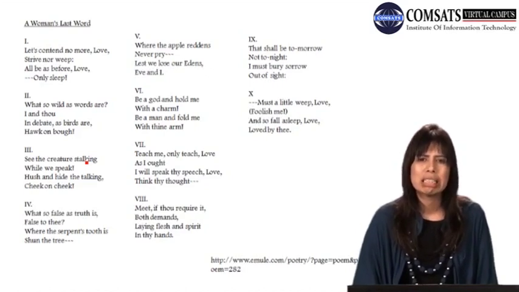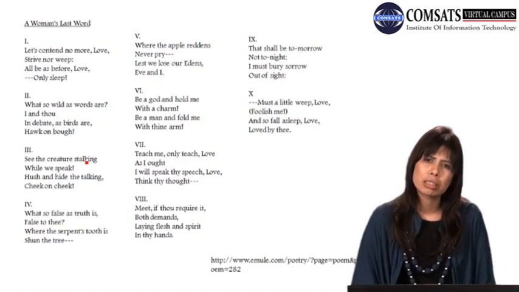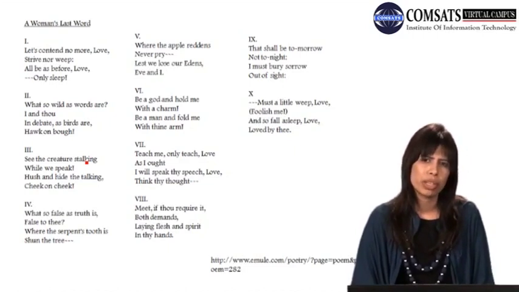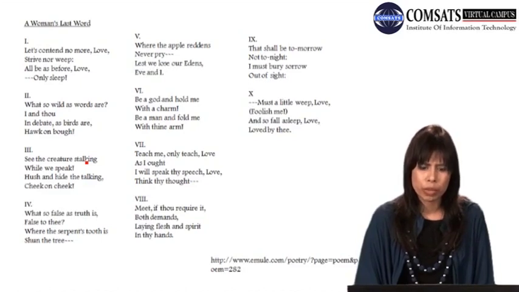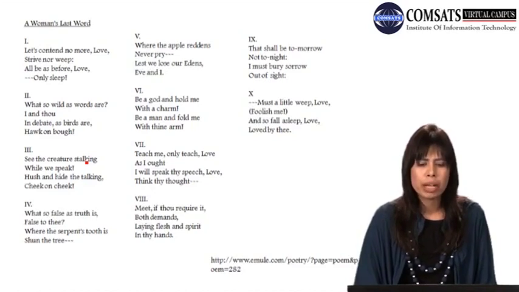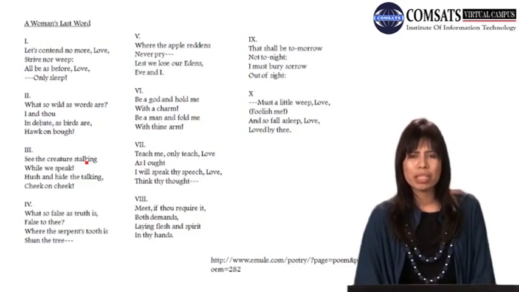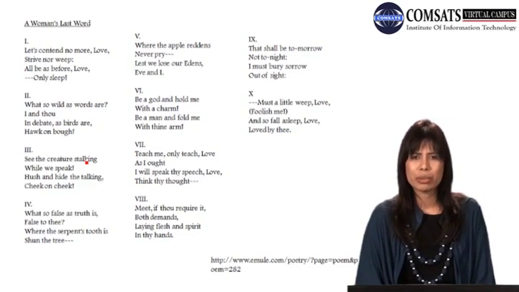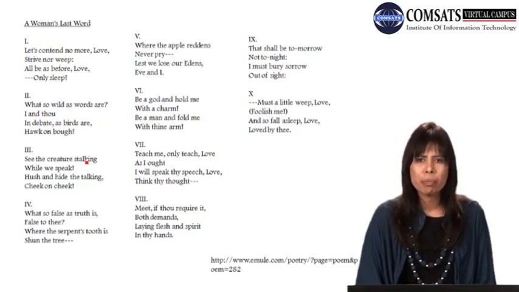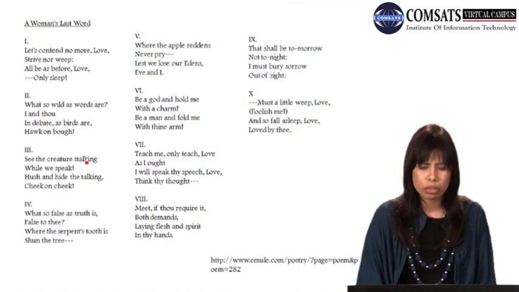So basically this is, you can say, a symbol of paradise over here, the way Adam and Eve were thrown out of the paradise. So this is the symbolism over here. Okay, be a god and hold me with the charm, be a man and fold me with thine arm. So here again me and me in the first and third verse, and charm and arm you could see in the second and the fourth line.